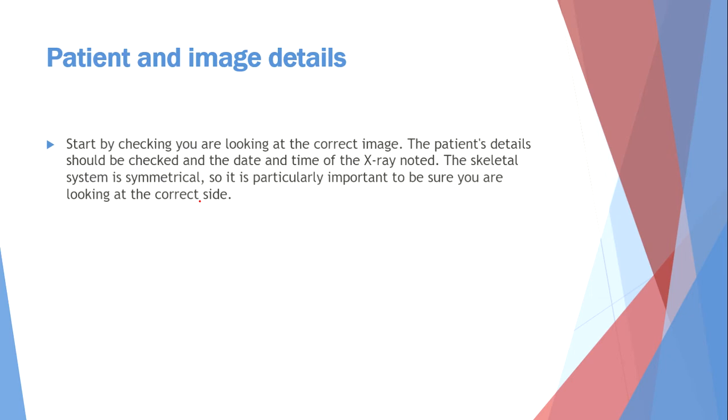Patient and image details. Start by checking you are looking at the correct image. The patient details should be checked and the date and time of the X-ray noted. The skeletal system is symmetrical, so it's particularly important to be sure you are looking at the correct side. You must start by checking you have the correct image, because it can be the wrong patient.